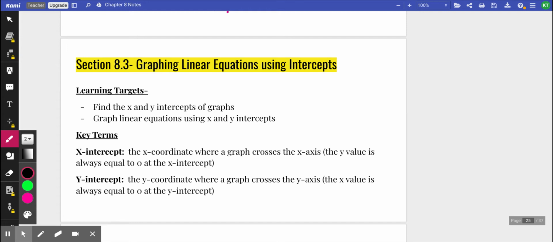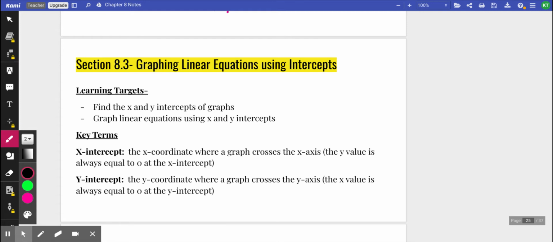So we were doing a little bit of overkill in 8.2 where we were finding 4 points. But we really only need 2 points, okay? But if you have more, it's no big deal. If it's linear, they'll all fall on the same line anyways. But in section 8.3, we're going to look at something called intercepts, okay?